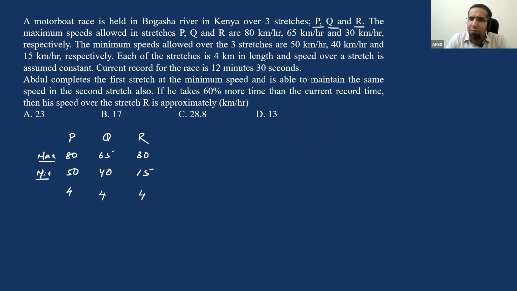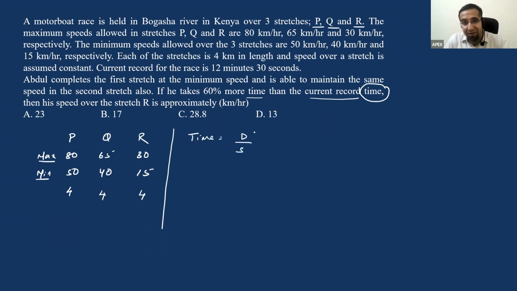The current record is 12 minutes and 30 seconds. Okay, no problem. Abdul completes the first stretch at minimum speed, and is able to maintain the same speed in the second stretch also. If he takes 60% more time than the current world record, which means the question is talking about time taken, right? Now, what is time? Time is equal to distance by speed.